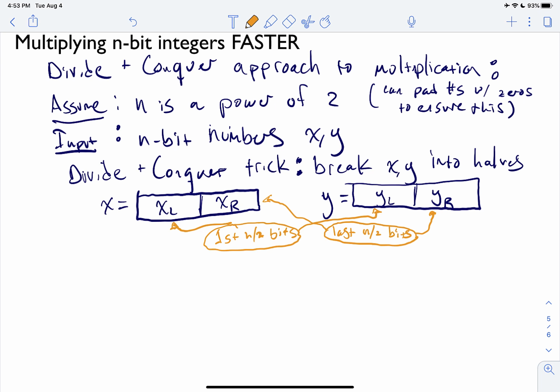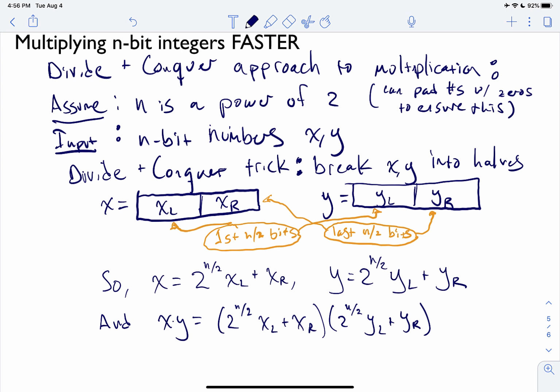So the way that we create a divide and conquer strategy is by taking these n-bit numbers x and y, and breaking them each into two halves: the first n over 2 bits of x, and then the next n over 2 bits of x, followed by the first n over 2 bits of y, and then the next n over 2 bits of y. Mathematically, x is still just 2 to the n over 2 times xl plus xr, and y is 2 to the n over 2 times yl plus yr.